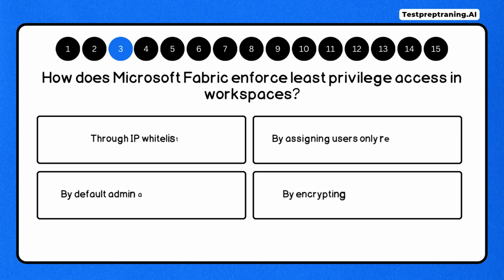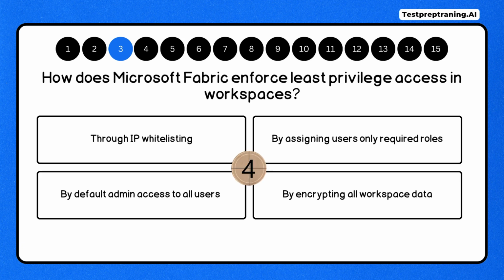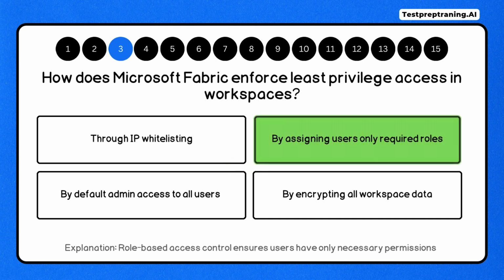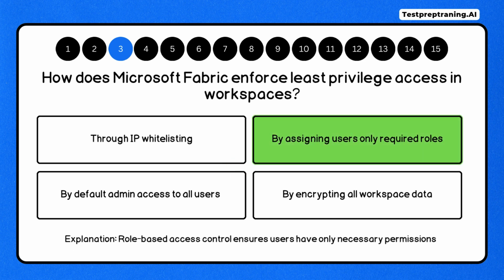Question 3. How does Microsoft Fabric enforce least privilege access in workspaces? Correct answer is by assigning users only required roles, as role-based access control ensures users have only necessary permissions.